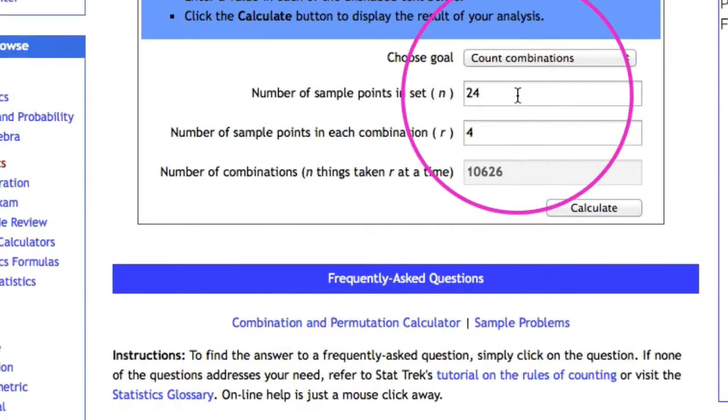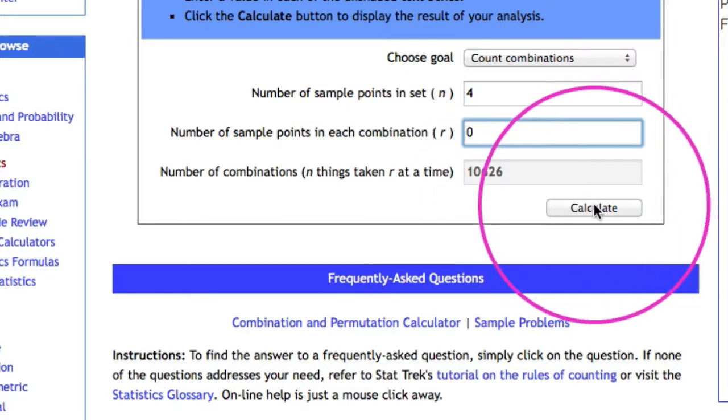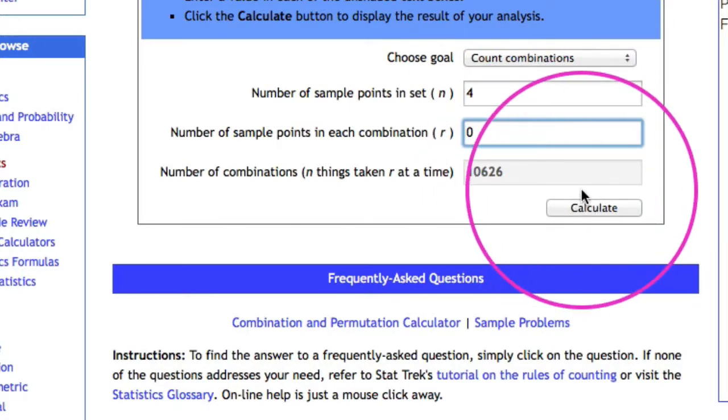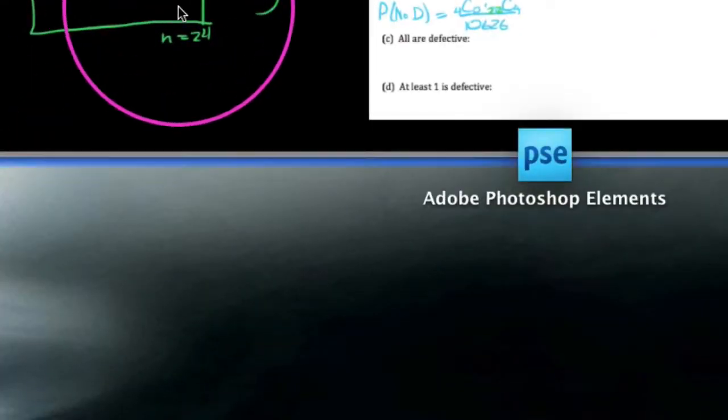I'm going to come back over here and ask my calculator, but for the sake of thinking about this, how many ways exist to choose nothing, to do nothing? There's one way to do it. So 4 choose nothing, if you were to write it out in the formula, you get 1.